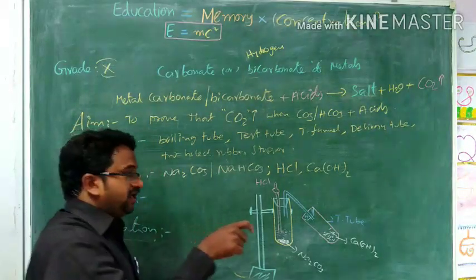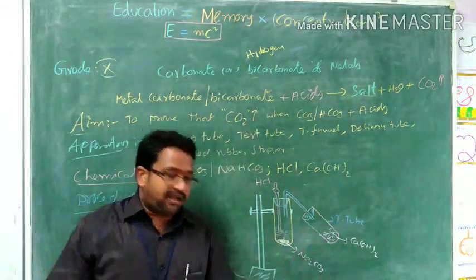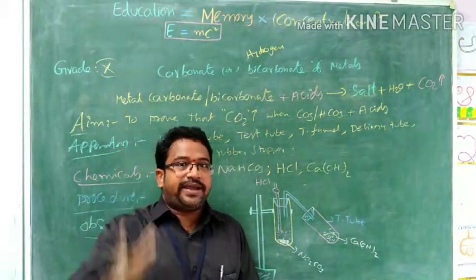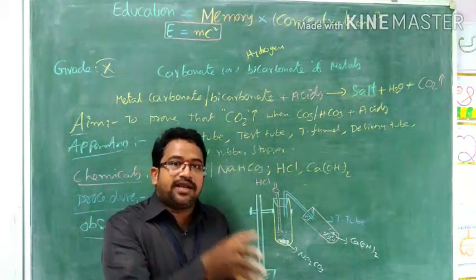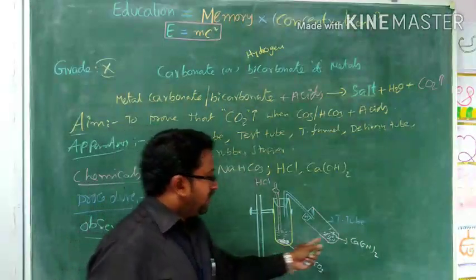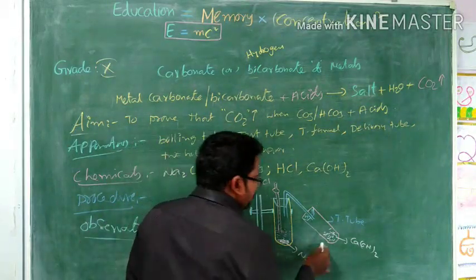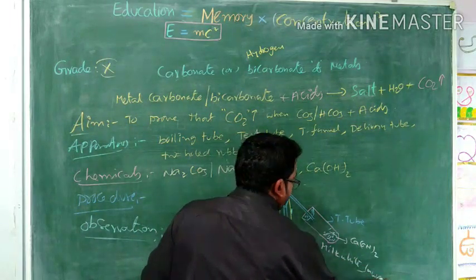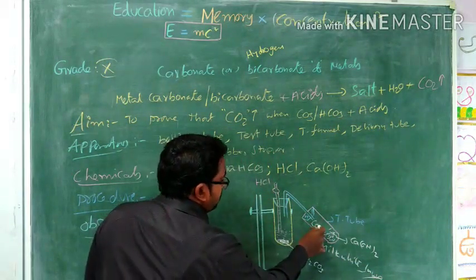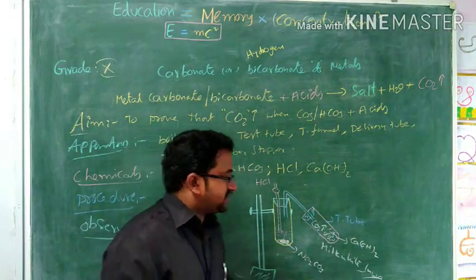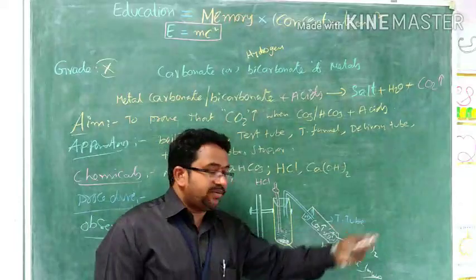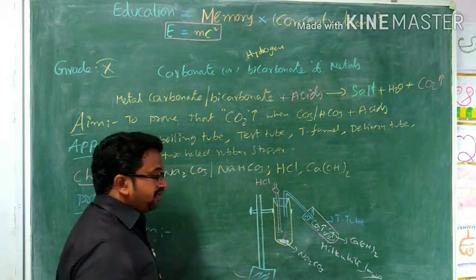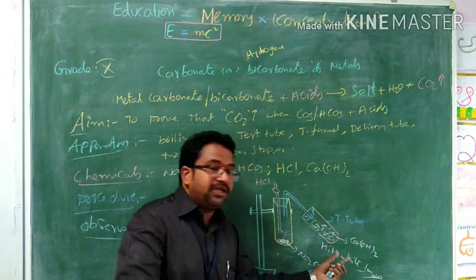Right. So what is the observation here? The lime water changes into milky white. Why does it change? Only carbon dioxide has the property to change lime water into milky white. So it is converted into a milky white layer. Why is it converted like that? Because only CO2 gas has the capacity to change lime water into milky. So the observation is that the lime water changes into a milky white layer.